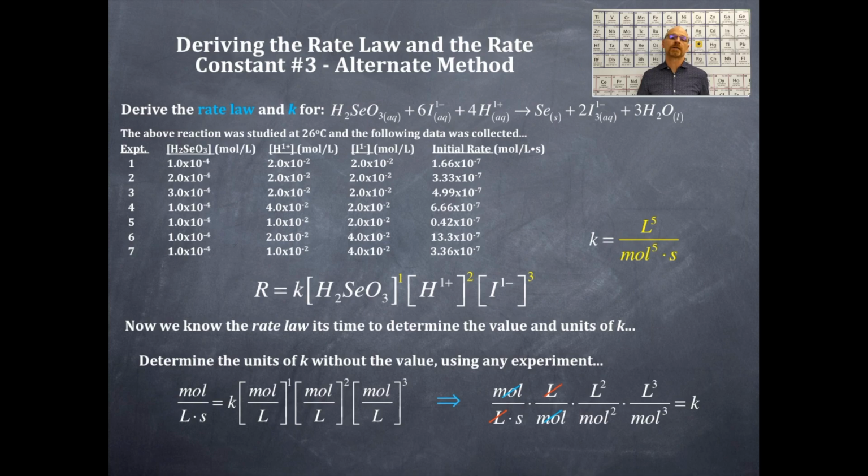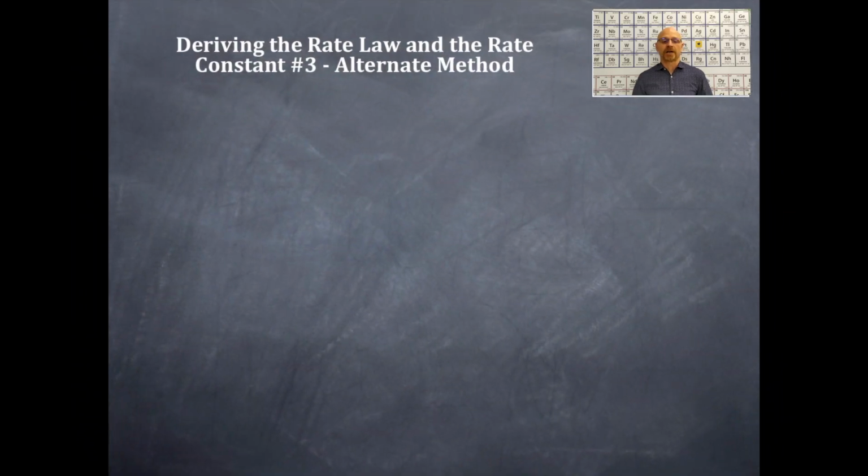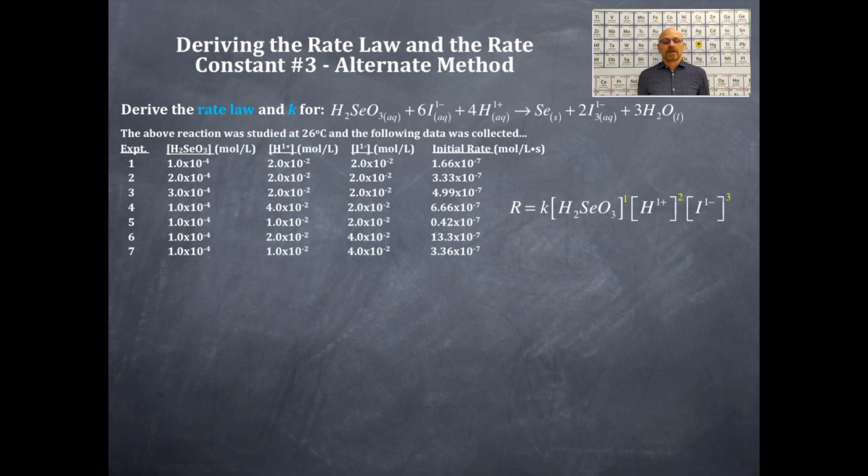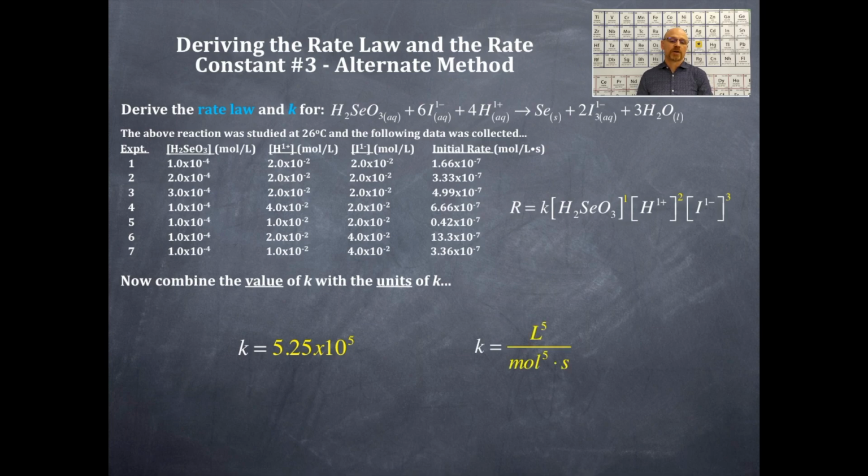So now we're going to combine my numeric value of k with the units of k, and with our rate law. So here we go. Combining this together, we get one thing, and that is the numeric value of k and the units for k. So that is 5.25 times 10 to the 5 liters to the 5th divided by moles to the 5th times seconds.